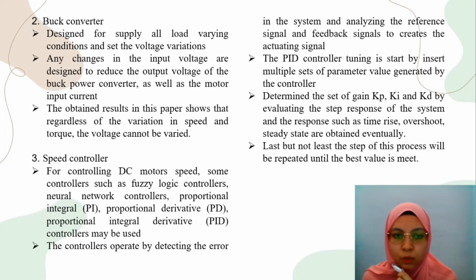Next is the speed controller. To control DC motor speed, some controllers such as fuzzy logic controller, neural network controller, PI-PD, and PID controller may be used. The controller operates by detecting the error in the system and analyzing the reference signal and feedback signal to create the actuating signal. The PID controller tuning starts by inserting multiple sets of parameter values generated by the controller. Next, it determines the set of gains KP, KI, KD by evaluating the step response of the system, and responses such as rise time, overshoot, and steady state are obtained. Last but not least, the steps of this process will be repeated until the best value is found.